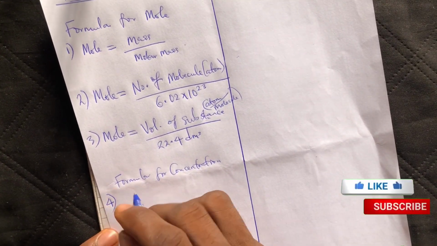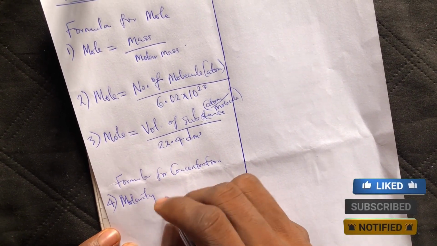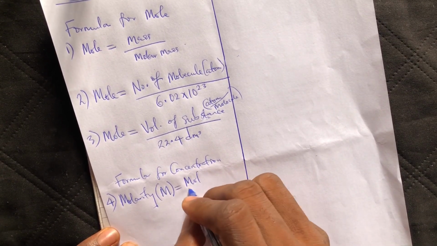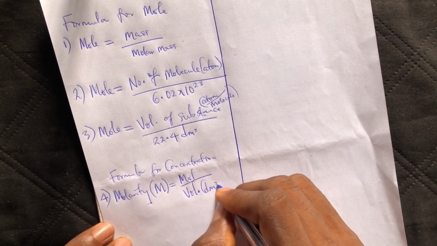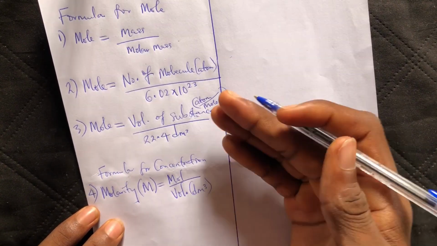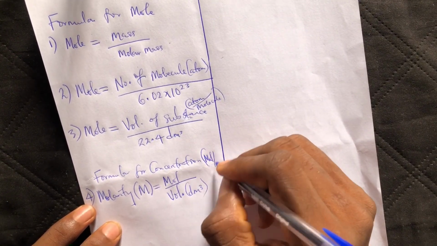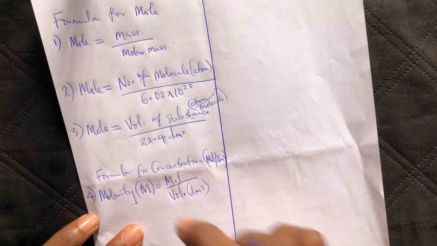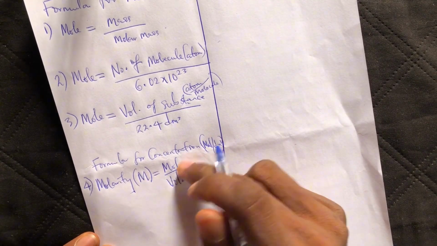All right, so the first formula is molarity equal to mole over volume, and this volume is going to be in dm cube. Take note that concentration is in mole per dm cube. So if you're writing concentration, it's going to be mole per dm cube. That is why we are having mole over dm cube here, right? So molarity is equal to mole over volume in bracket dm cube.